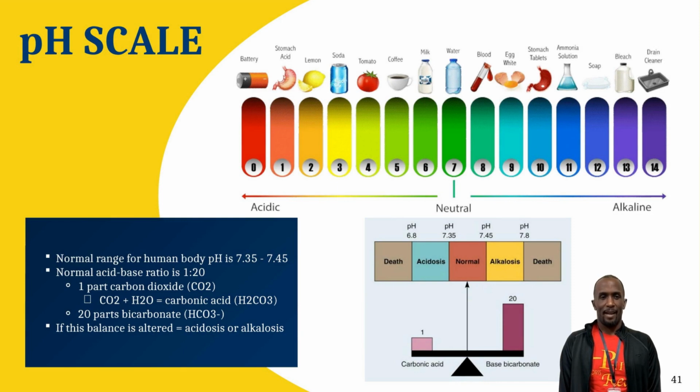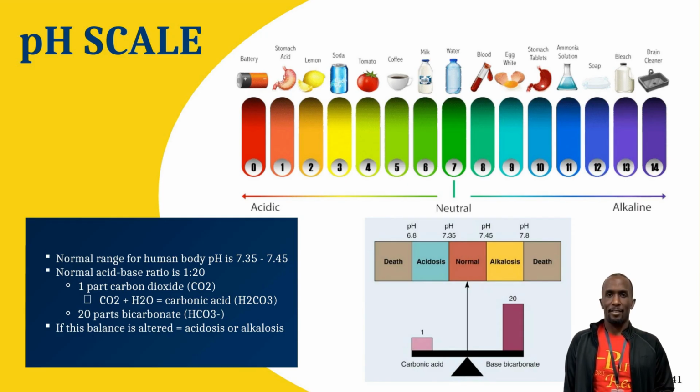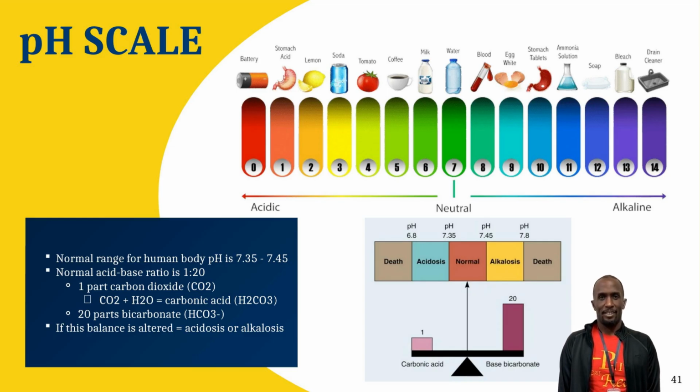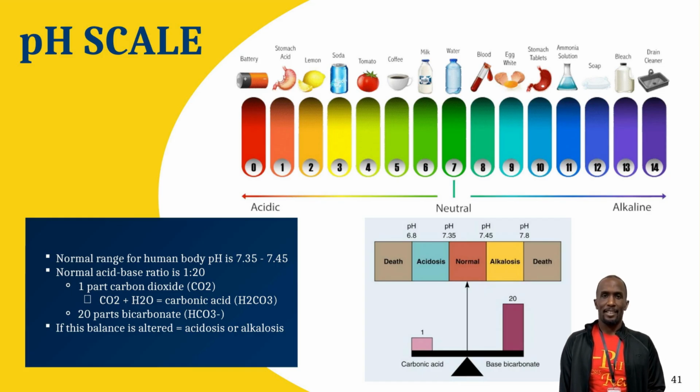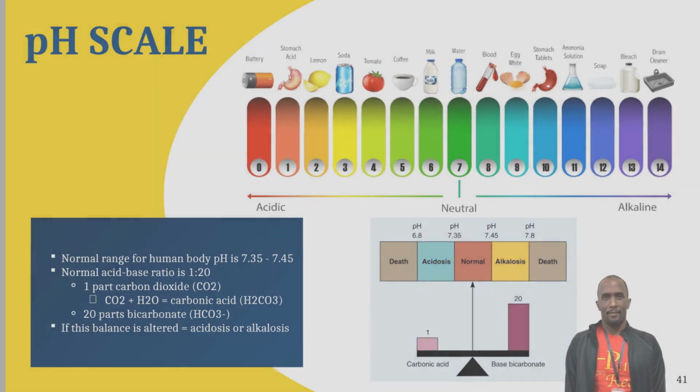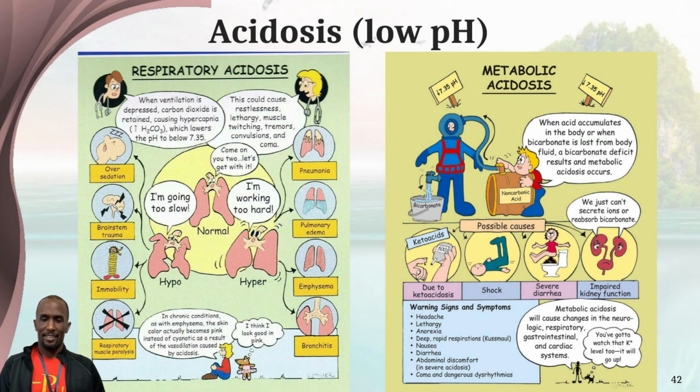The body's pH balance is crucial for homeostasis, with a neutral pH range of 7.35 to 7.45. Disruptions can lead to conditions like acidosis or alkalosis. Patients with diabetes, chronic obstructive pulmonary disease, or kidney disease are particularly susceptible to these imbalances, which can significantly impact their health. Next, let's look at respiratory acidosis.